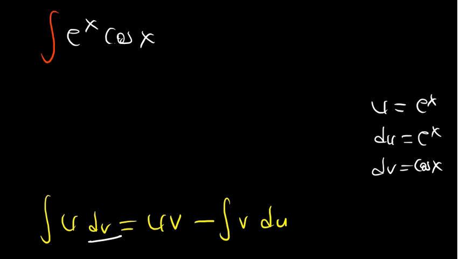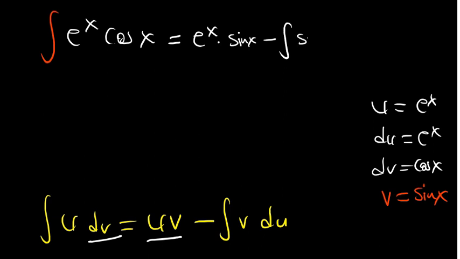So if our dv is equal to cosine of x, it means the integral of our dv, which is going to be v, is going to be what? Sine of x. Okay, so we can go on and substitute. We're going to have uv, e to the power x times our v, sine of x, and then minus the integral of v du, so our v is sine of x and our du is e to the power x. So I can write this at that stage. I prefer starting with the exponential part, right? So we can have e to the power x and then sine of x.